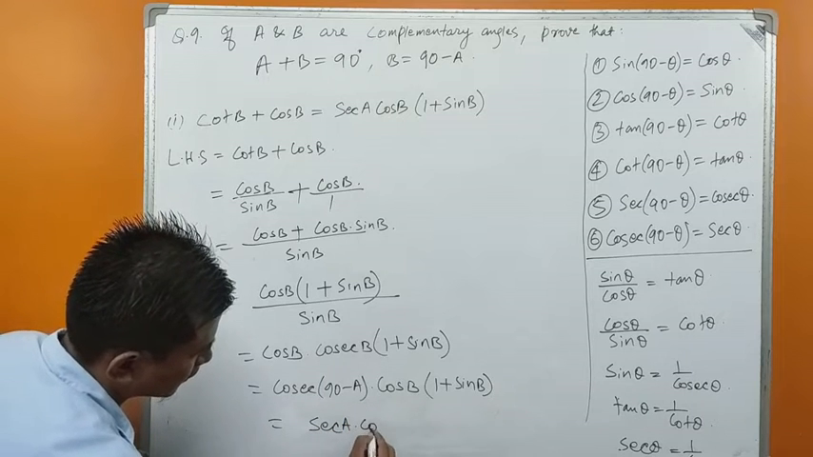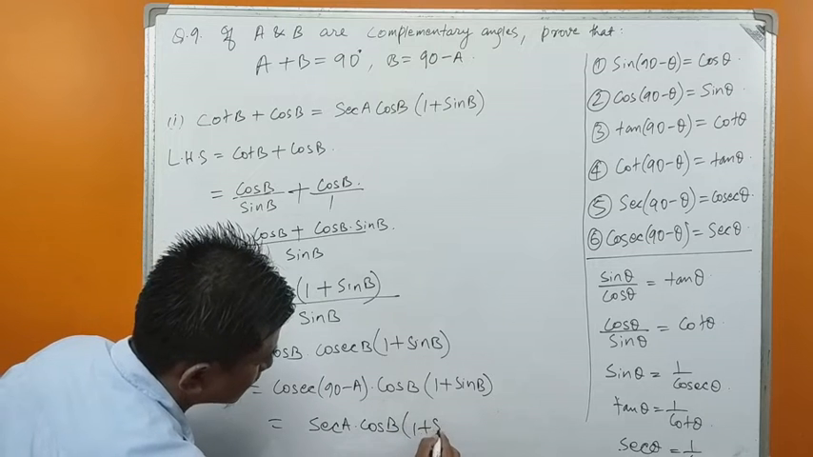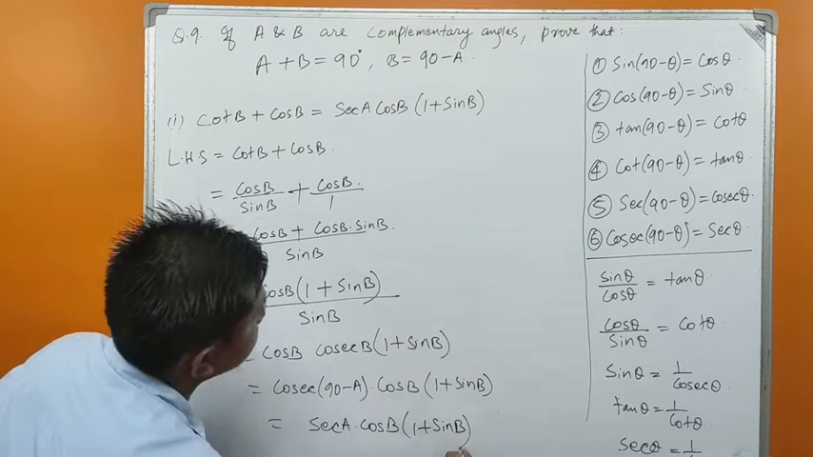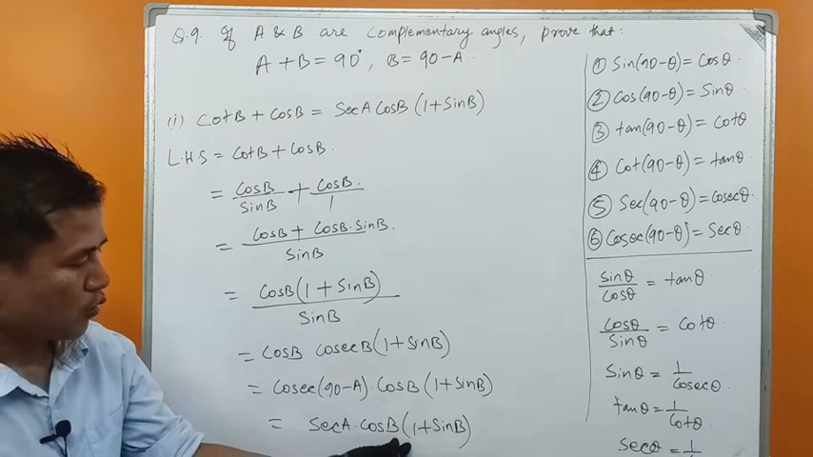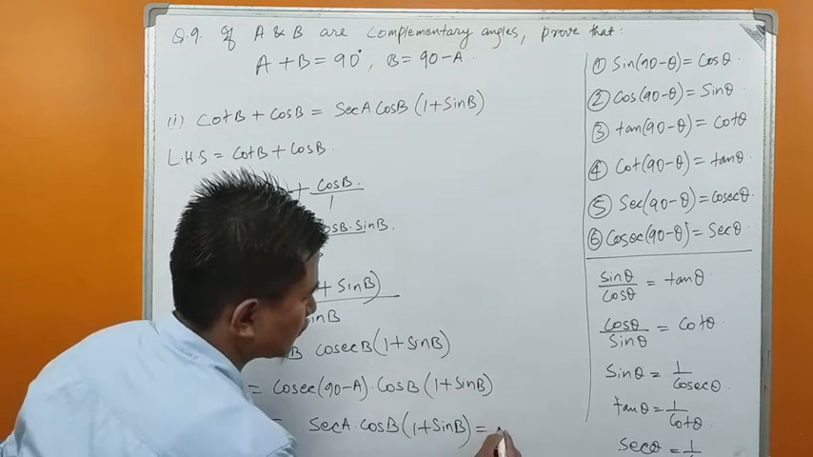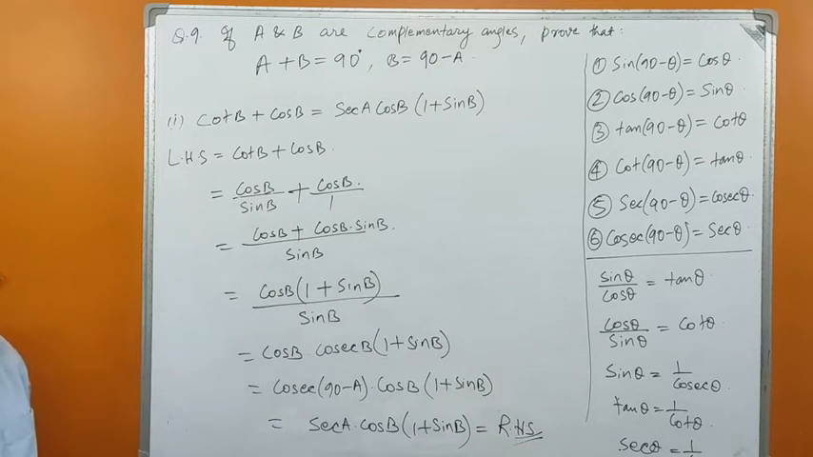This is cos b into 1 plus sin b. So this is what we have in the right hand side, sec a cos b, 1 plus sin b. This equals RHS, hence proved, okay. Now let us do question number 2.